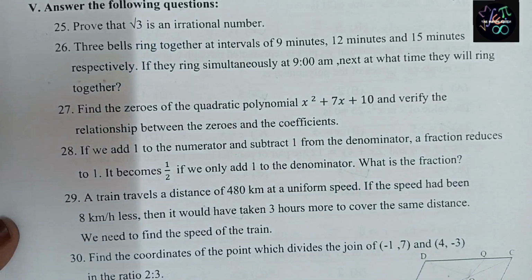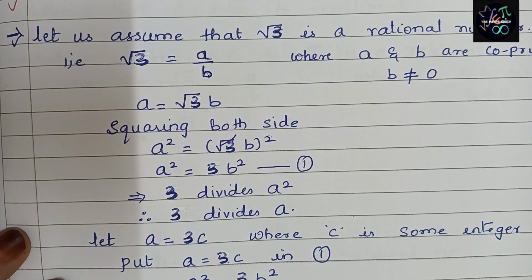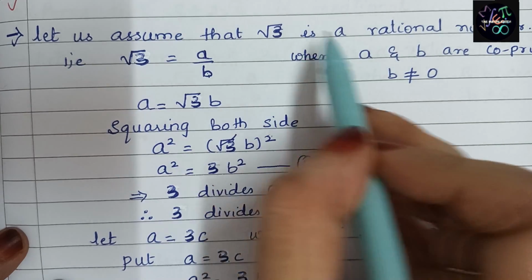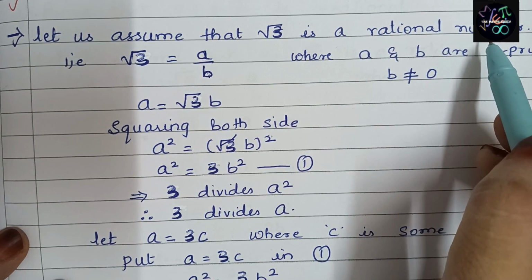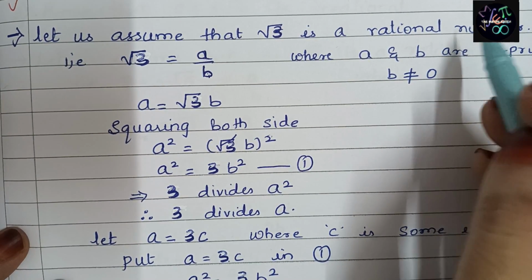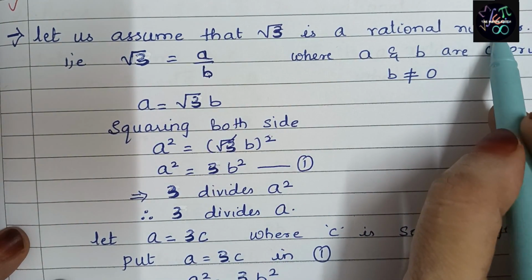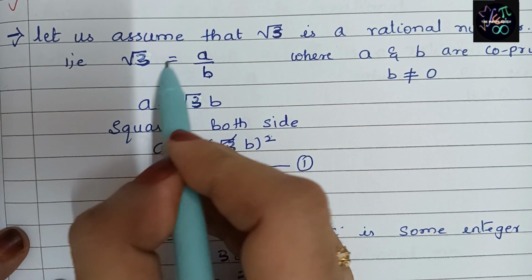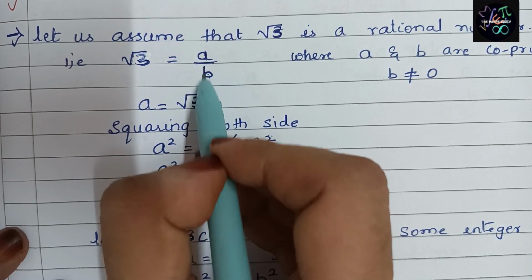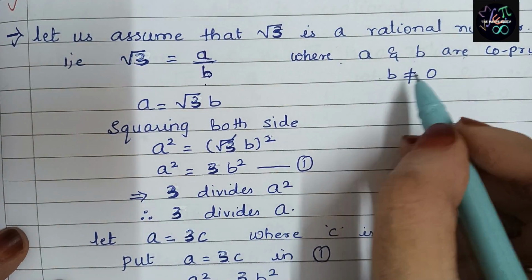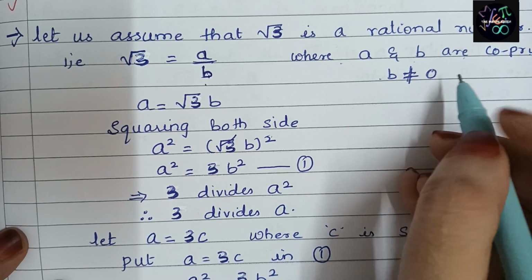So I have already solved this. Let me show you here. How do we have to prove? What have they told us to prove? They have told us to prove irrational. So what do we have to assume? Let us assume that root 3 is a rational number. And we know that a rational number is nothing but of the form P by Q. That is, I have written A by B, where A and B are co-prime and B is not equal to 0.